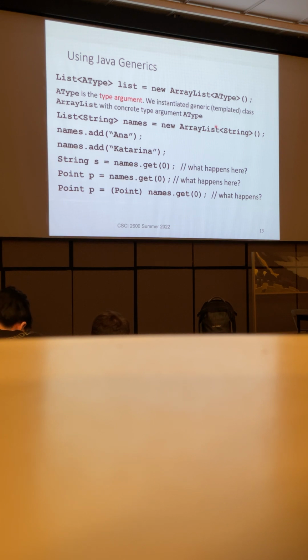using generic types. So we define names as a list of strings, a list with a type parameter string, and then we create an instance of ArrayList with a type argument string, and we assign this object to variable names.